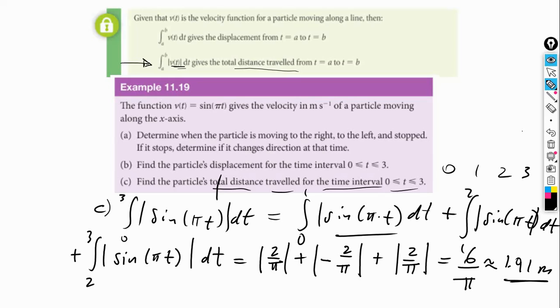So this would be the total distance traveled. Notice that if we had not done this with absolute value, this would have been negative. It would have canceled out with this, and then we would have gotten the same answer as the displacement. But because we're doing absolute value, we're going to make this into a positive amount. So that adds up to a total distance traveled of 6 over pi, which again is 1.91 meters.